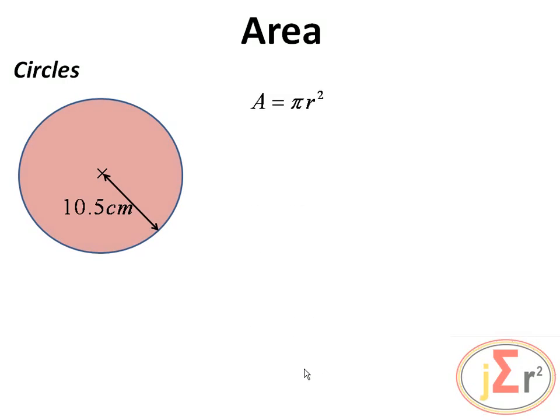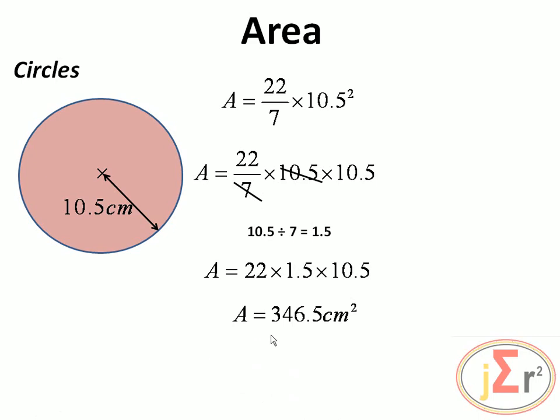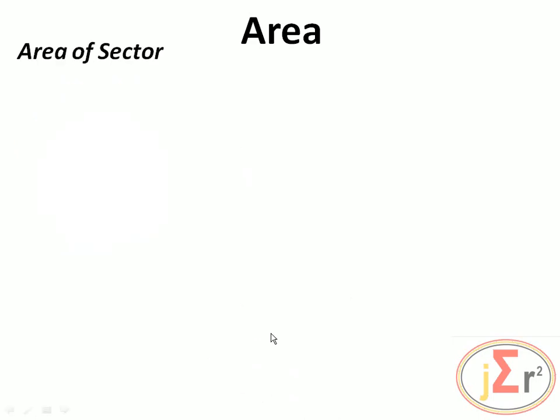We have another one in which the radius is given, so A is equal to pi r squared, 22 over 7, and the radius squared goes there. Of course, square means that we are multiplying the radius by itself, and if we can reduce, 7 into 10.5 is 1.5. So we have 22 to be multiplied by 1.5 to be multiplied by 10.5, and the result is 346.5 centimeters squared.